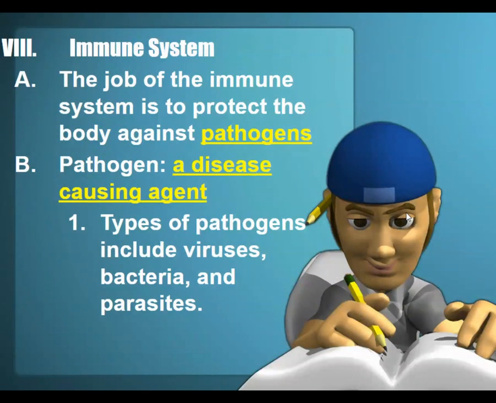All right, now moving on to your immune system. The job of the immune system is to protect the body against pathogens. And a pathogen is a disease-causing agent. It could be something like a virus, bacteria, parasite. They're going to make you sick. They're germs.